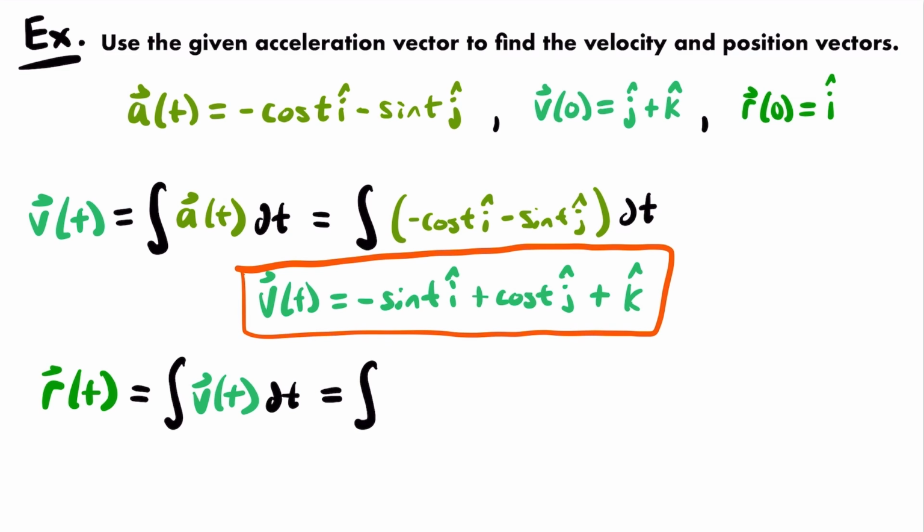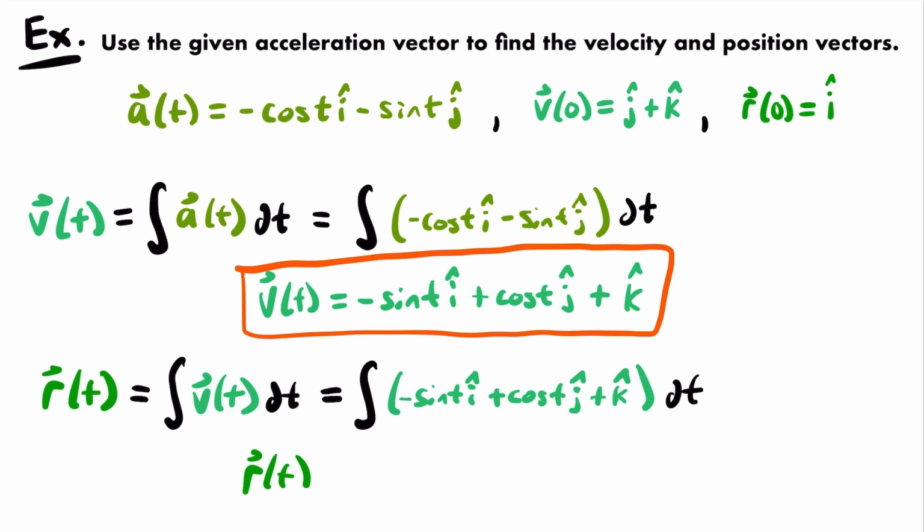We're integrating these three components. The velocity vector is negative sine t i plus cosine t j plus k, and we are integrating with respect to t. So if we integrate each of those components of the velocity vector, here's what we'll get. r of t, the position vector, will be equal to the integral of negative sine t. Remember that that is just equal to cosine. The integral of negative sine is cosine.